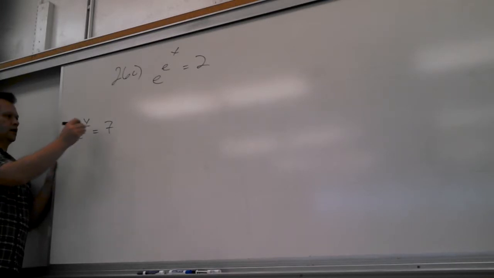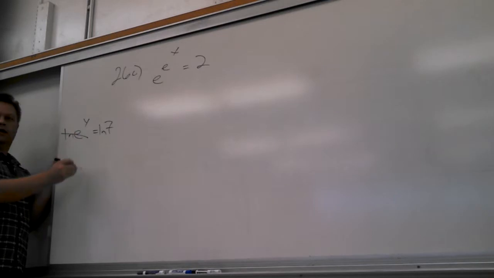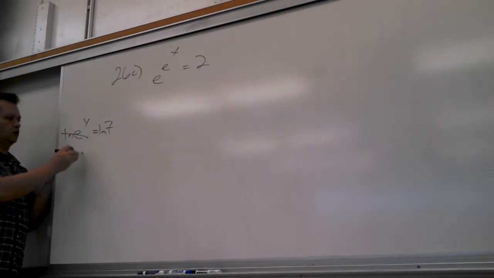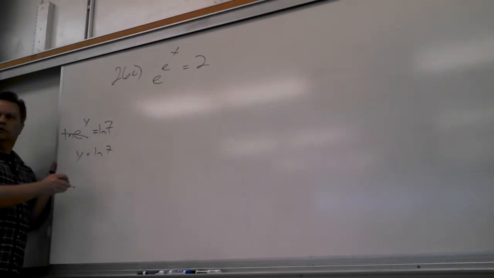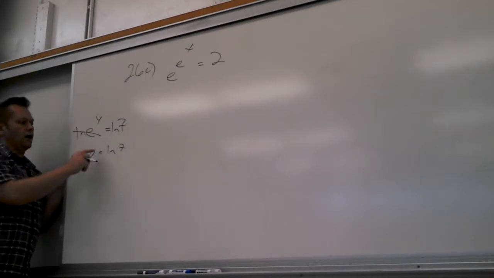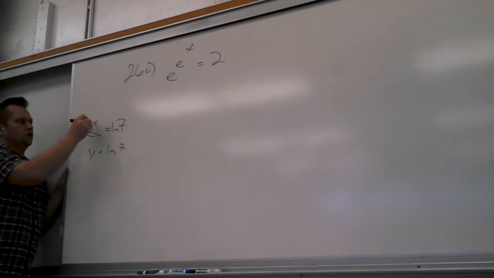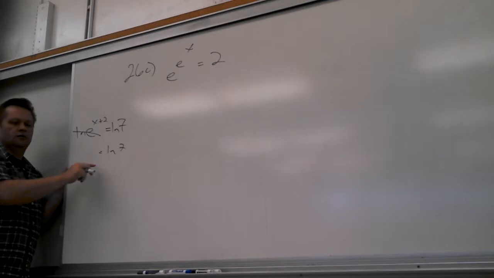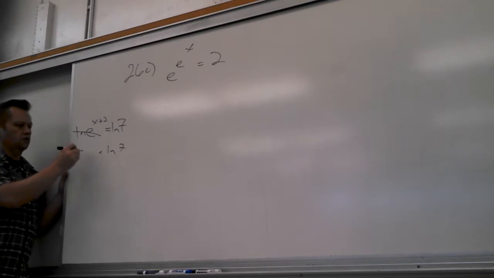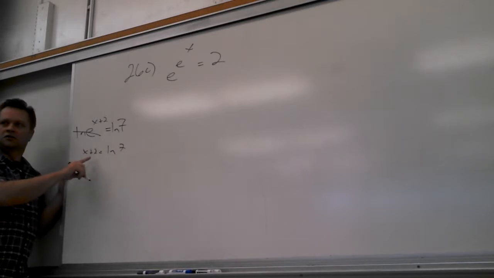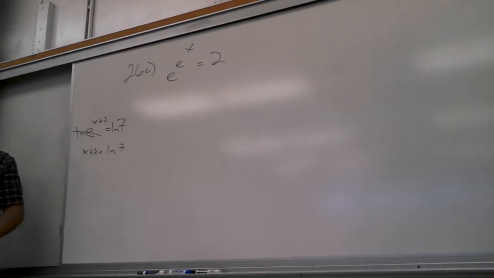Yeah, take the ln of both sides. They cancel, right? Because they're inverse functions, and you get y equals ln 7. All right. Well, what if I say, okay, what if y was x plus 2? Does the first step change? No. What would you do then? Subtract 2, right? To get x by itself.